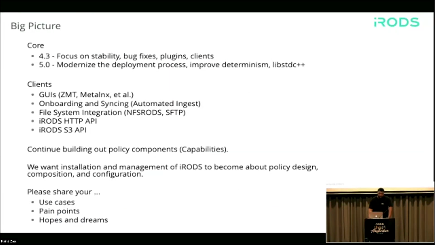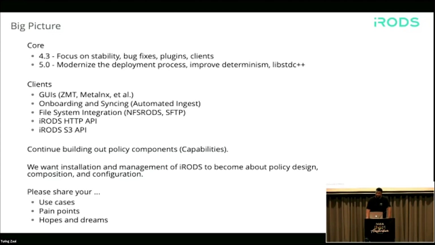All right, so we are now basically near the end of the talk. As for big picture items for the core, before 5.0, we're going to continue to work on stabilizing the software, fixing bugs, plugins, clients, all the usual things. For 5.0, we're going to try to leverage this big major version number change by focusing on modernizing the deployment process, improving determinism, and trying to move towards libstdc++.